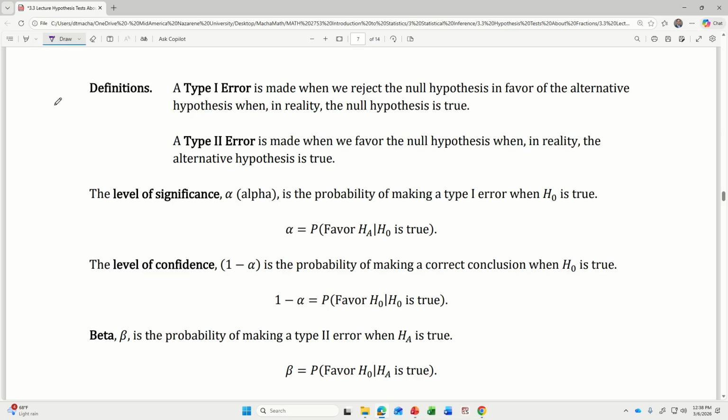Okay, type 1 and type 2 errors. If, in reality, your null hypothesis is true, but you make an error by concluding in favor of your alternative hypothesis, that's called a type 1 error. Separately, if in reality your alternative hypothesis happens to be true, but you make an error by choosing the null hypothesis, that's called a type 2 error.